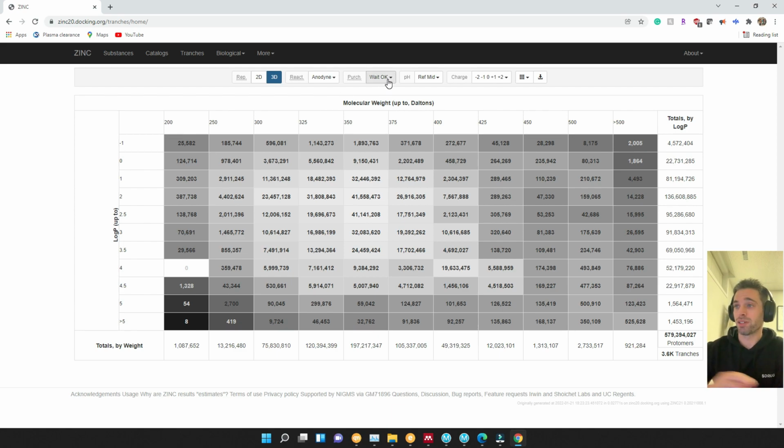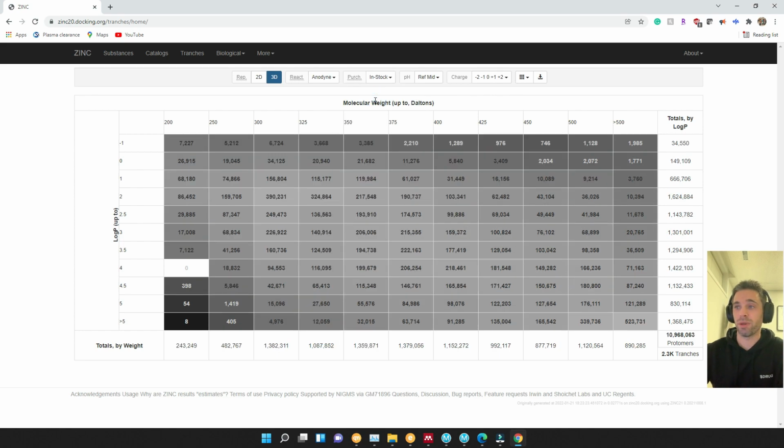Purchasability over here has to do with how easy it is to get that compound. In stock means that we could order this compound from a vendor, which makes it really easy and fast to get. We don't even have to have anybody synthesize it. We can just buy it from somewhere.